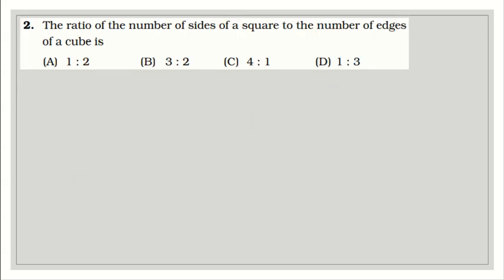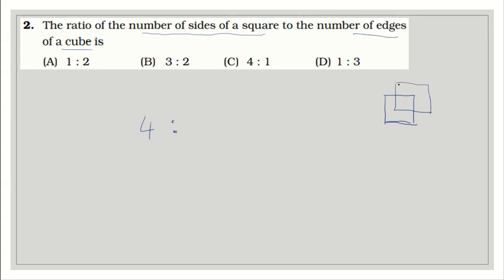Second question. Now the ratio of the number of sides of a square. Children, the number of sides of a square, how many will be there? 4. That we are very much aware. Another important thing, the number of edges of a cube. Do you know how many edges will be there in a cube? See here, I have to count. You know what is a cube? You might have played with a die, or you might have seen or played with a Rubik's cube. They are all examples of a cube.